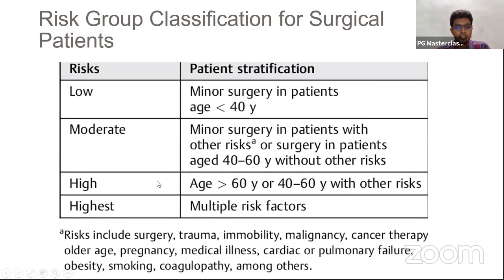The high risk group patients are stratified as age greater than 60 years or 40 to 60 years with other risks. The highest risk stratification group consists of multiple risk factors, which may include 2 to 3 of any of the risk factors which are mentioned.